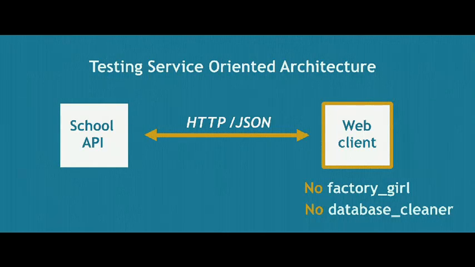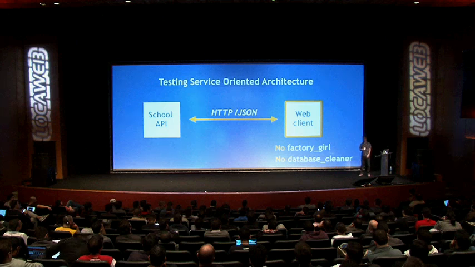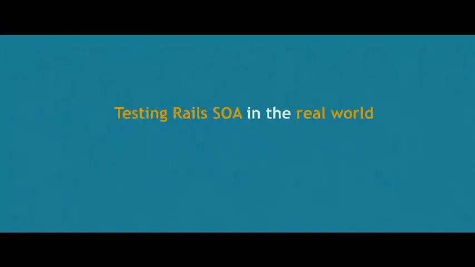API application. So if the web client needed a list of students, it'd have to send an HTTP request over to the school application, where the school application would then return a JSON representation to the web client. So we can't directly interact with the database when we're testing the web client. And this is why writing tests for service-oriented architecture is hard, especially for applications like the web client.